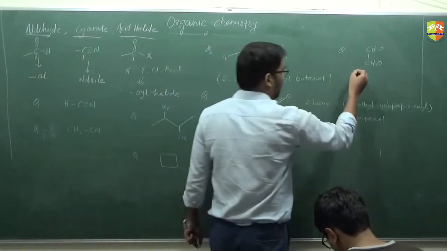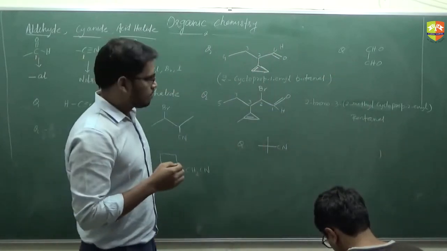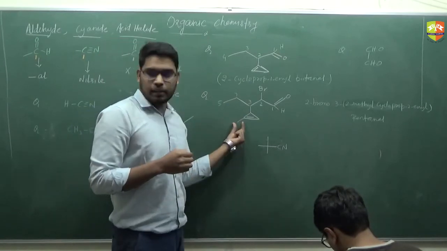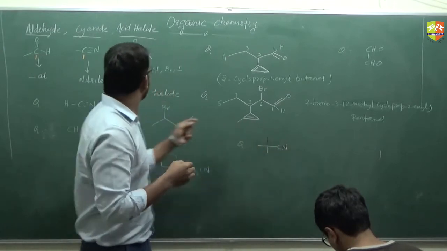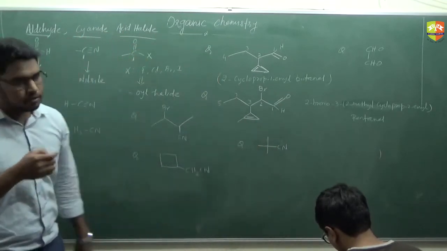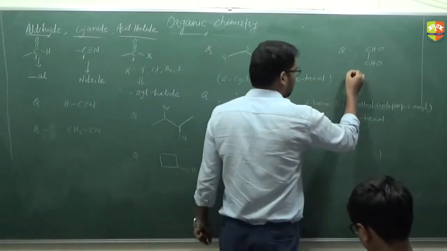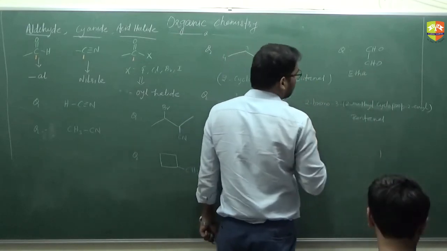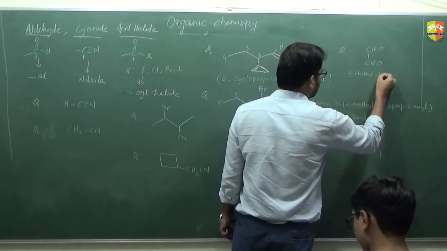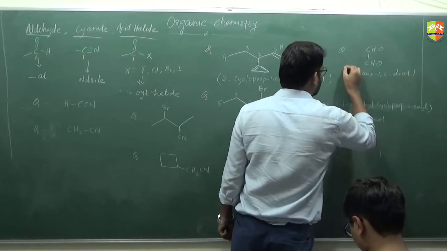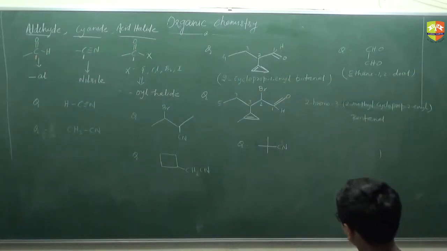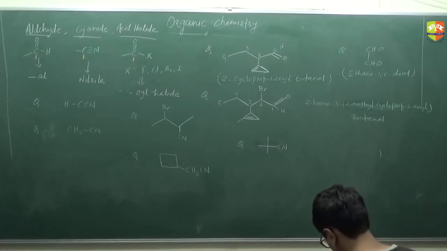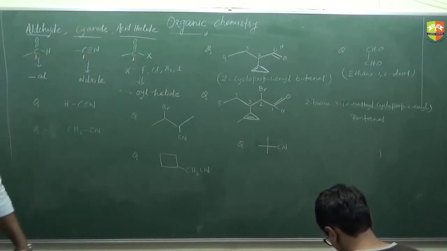Why did you remove that one? I did not take this methyl. We'll finish this and then move on. It's correct. Ethane-1,2-dial, ethanedial also you can write, because one carbon atom cannot take both double bonds. It's not possible.